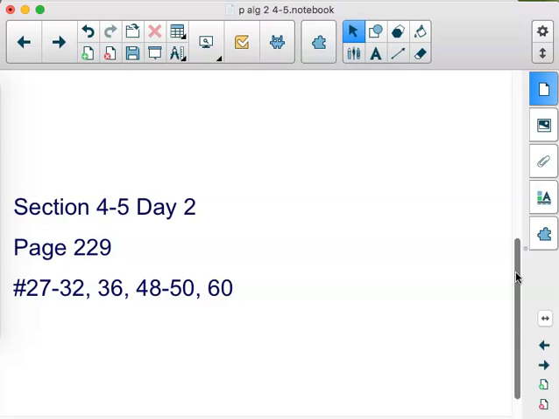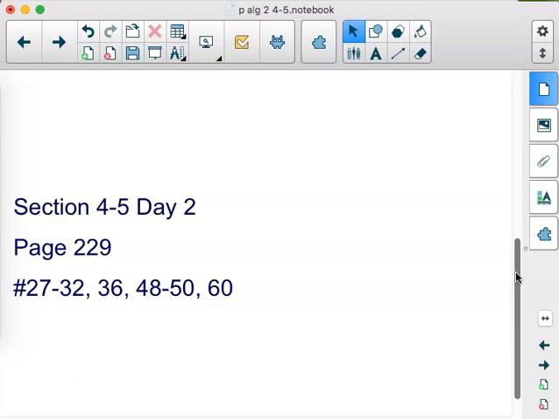All right, everybody. So 4-5 day 2, page 229. We have 27 to 32, number 36, 48 to 50, and 60. Feel free to hang around and work on some and ask questions if you get stuck. All that good stuff.